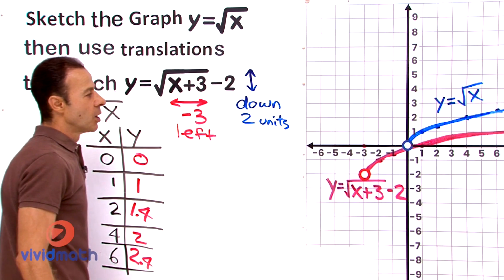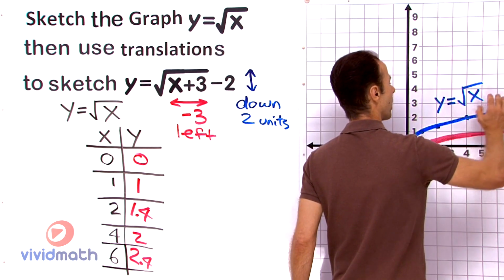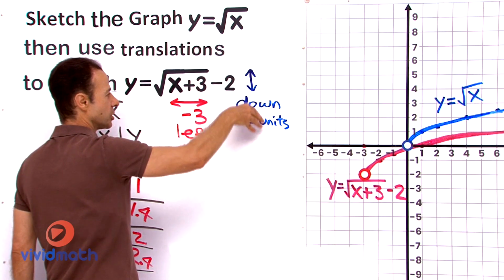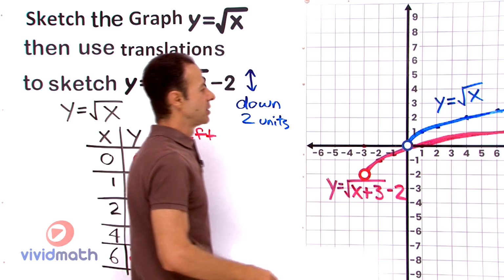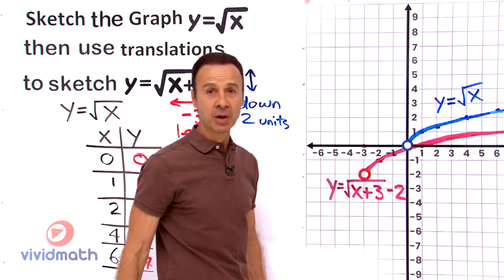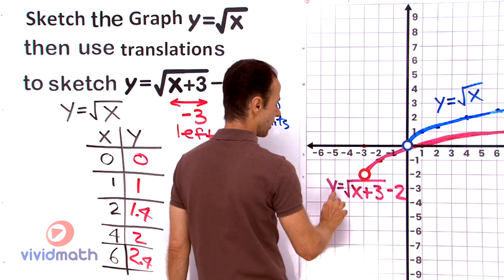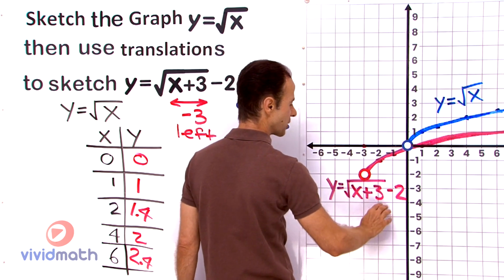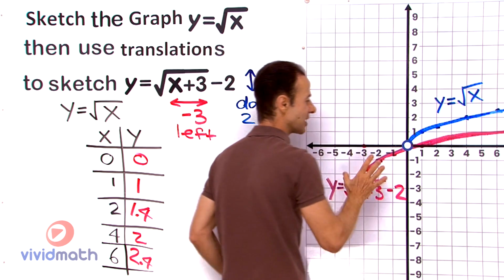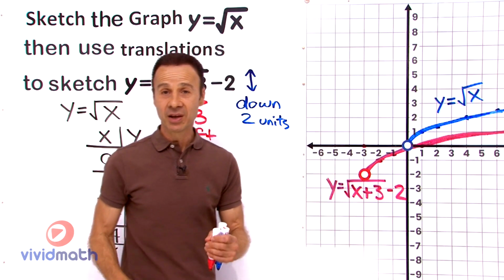So what have we done? We've got the exact same shape and size, the original parent function of y equals the square root of x, and then using translations of 2 units down and 3 units to the left, we've come up with the new graph, new sketch of the function y equals the square root of x plus 3 minus 2. Notice that the shape and the size is identical. All we did was the shifts and we got that curve. There you go. Hope that helps.